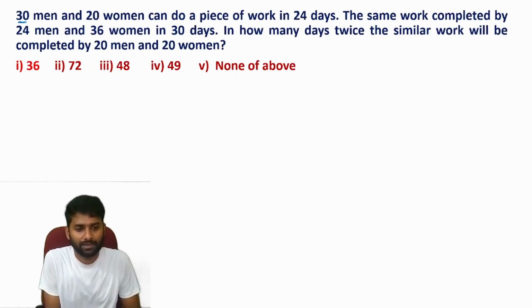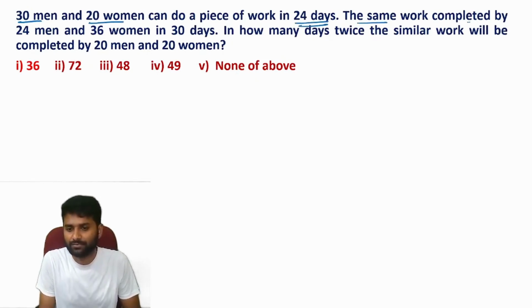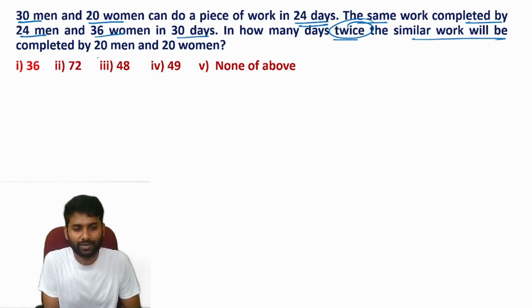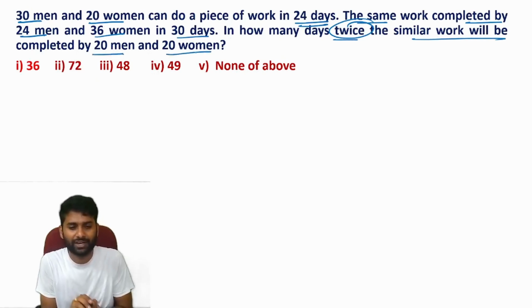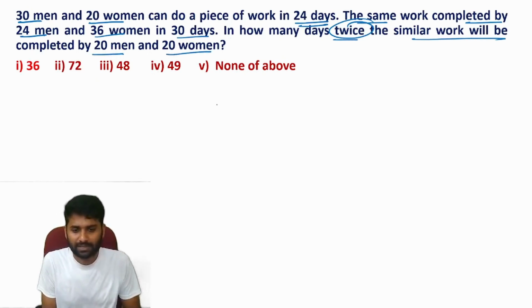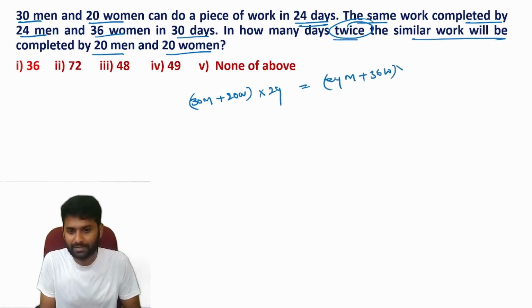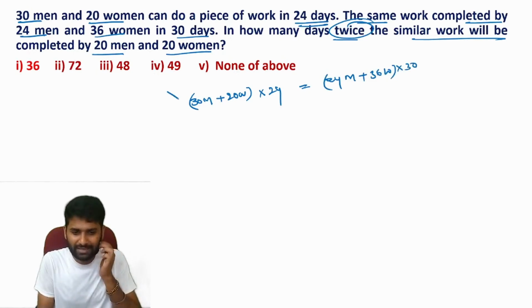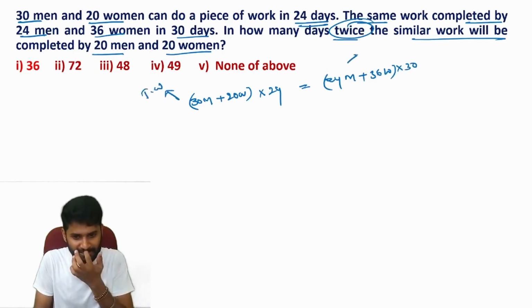Now see, 30 men, 20 women can do a piece of work in 24 days. The same work is completed by 24 men, 36 women in 30 days. In how many days will twice the similar work be completed by 20 men and 20 women? Now see, 30 men and 20 women, they complete the work in 24 days. Same work, we are assigning 24 men, 36 women in 30 days. So you can take this is for total work. Any of the equation is all about total work.